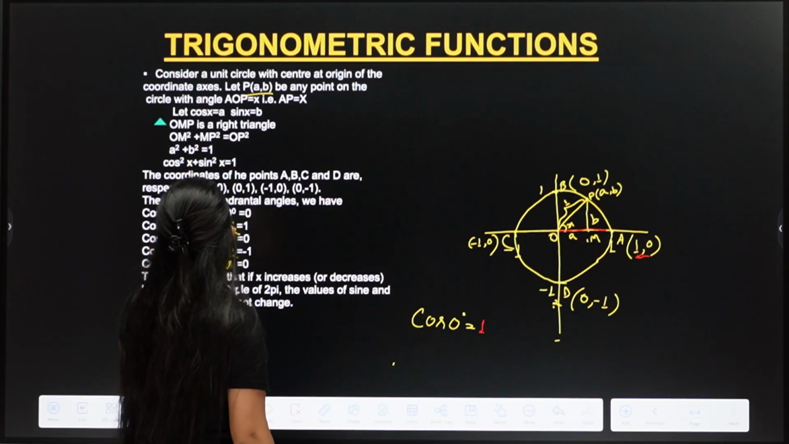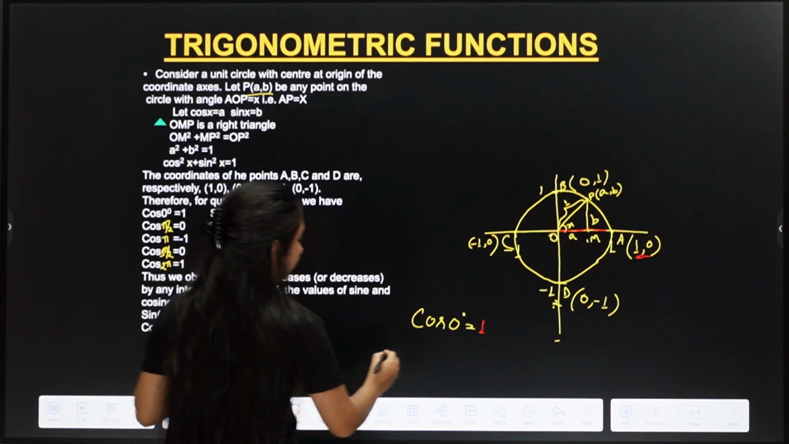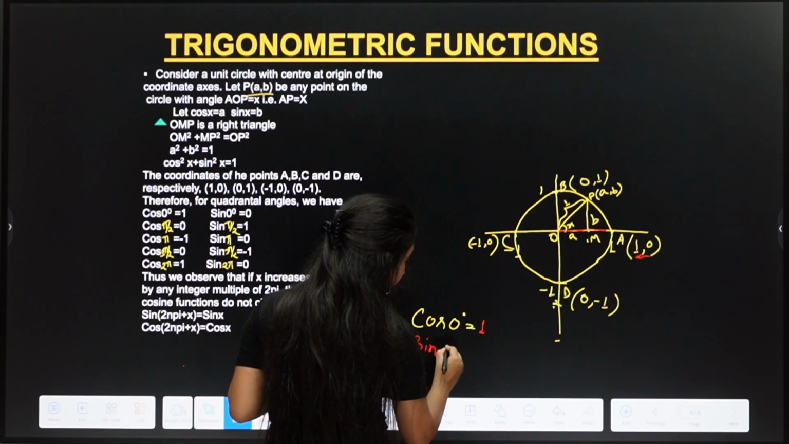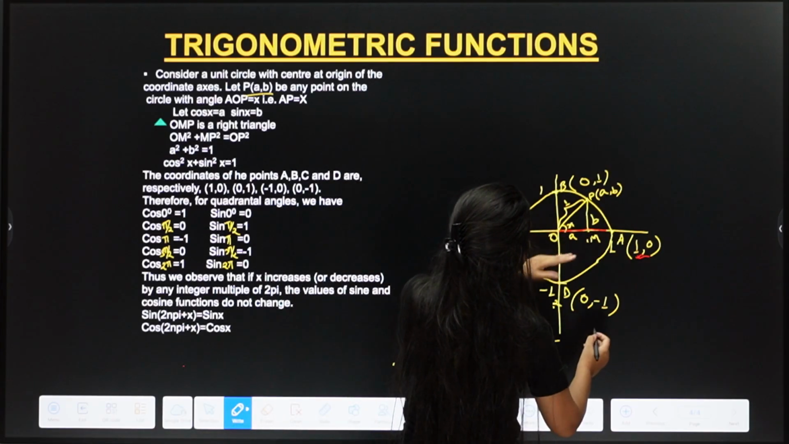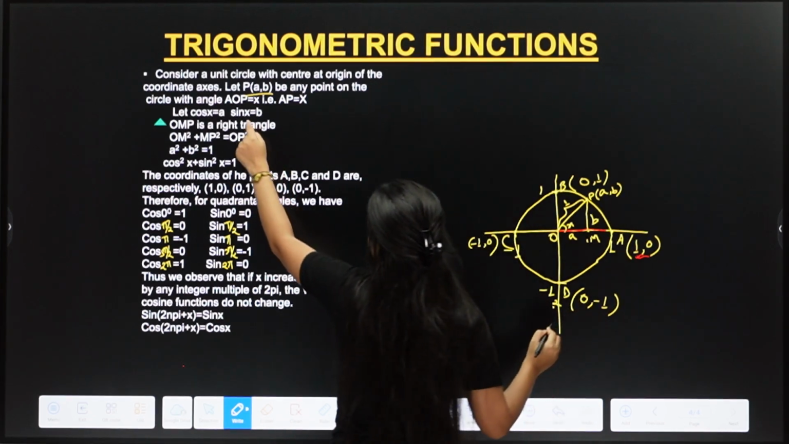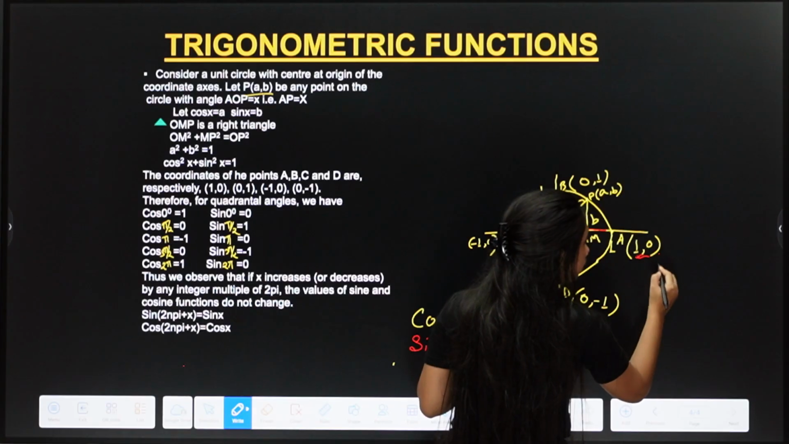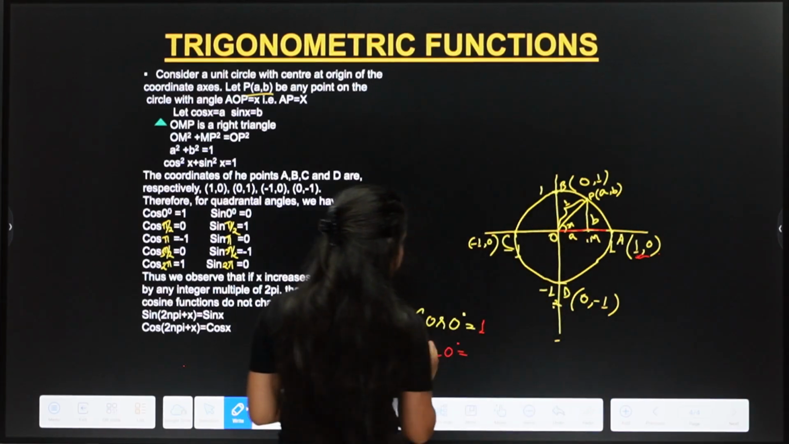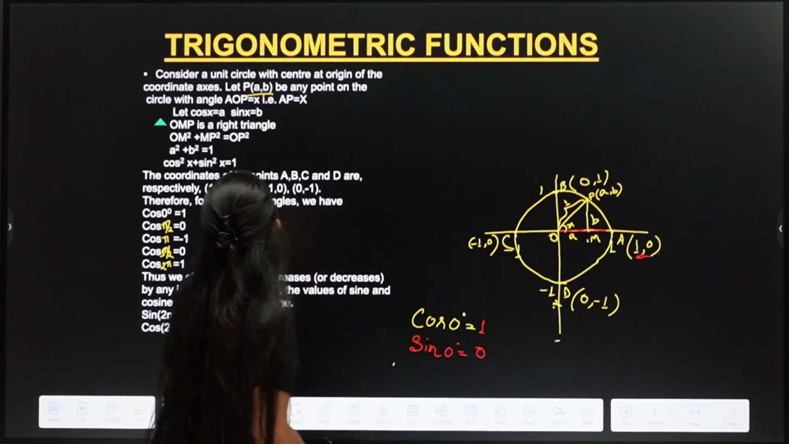Again, if we write x equal to 0 in place of sin x, that is sin 0 degree, then it will make 0 angle, that is no angle. We have taken that sin x equal to b, and here the coordinate of b is equal to 0, so sin 0 degree will be 0.